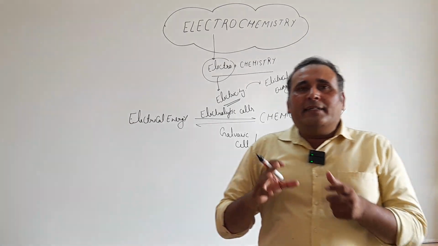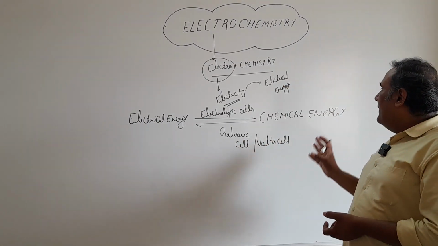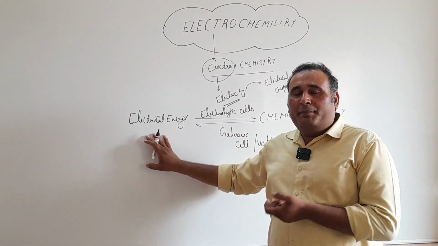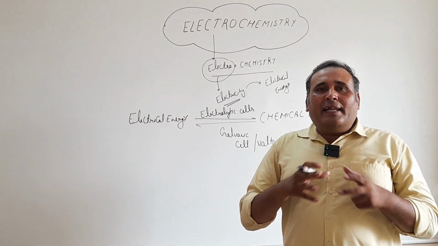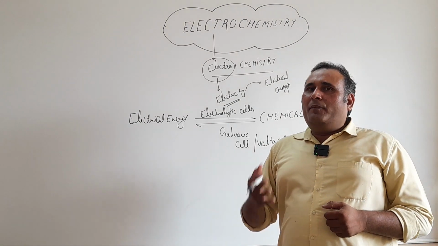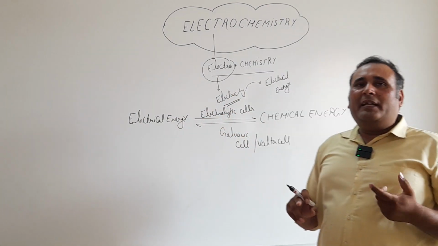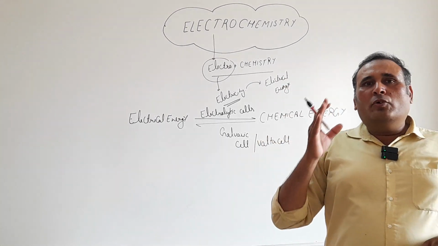So we can divide this chapter into two parts. In the first part, we will study the chemical energy conversion into electrical energy, means we will study the galvanic cell and the cell reactions which occur in the galvanic cell. In the second part of this chapter, we will study the conversion of electrical energy into chemical energy, means electrolytic cell.